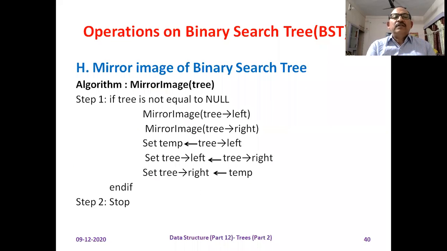And the function is: if tree is not equal to null, mirror image tree left. Next, mirror image tree right. Set temp equal to tree left, set tree left equal to tree right, and set tree right equal to temp. Step second, stop. Here you can see we have again written a recursive function.